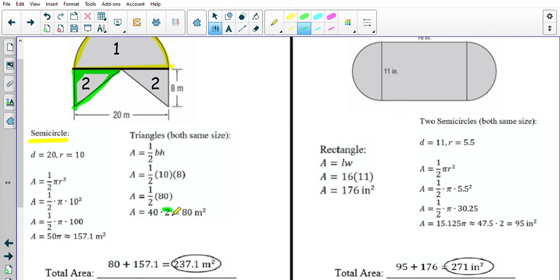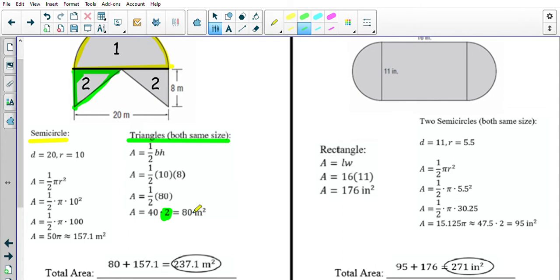Now, I'm doubling that since I happen to have two triangles that both have the same base and height. They're the same size and shape. So the total area of the triangles will be 80 meters squared. Again, that's for both triangles together. So one triangle is 40, double it to get 80.